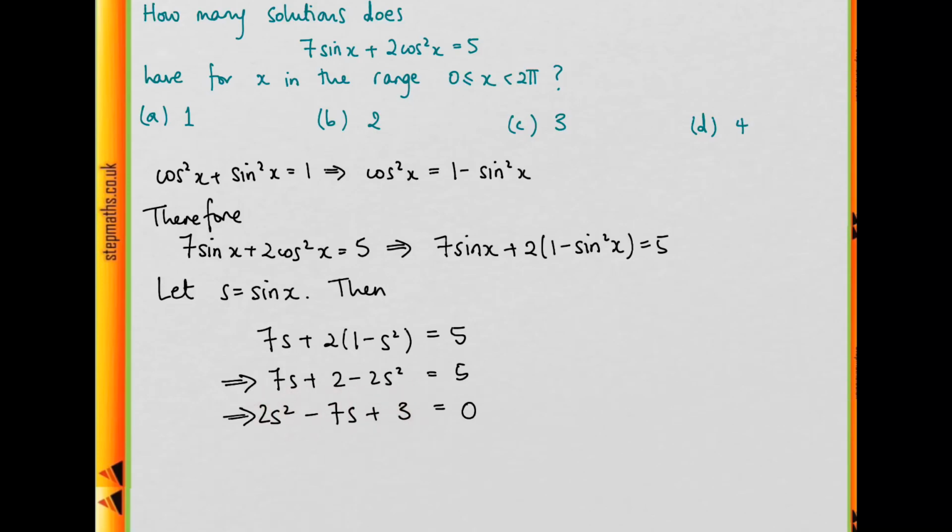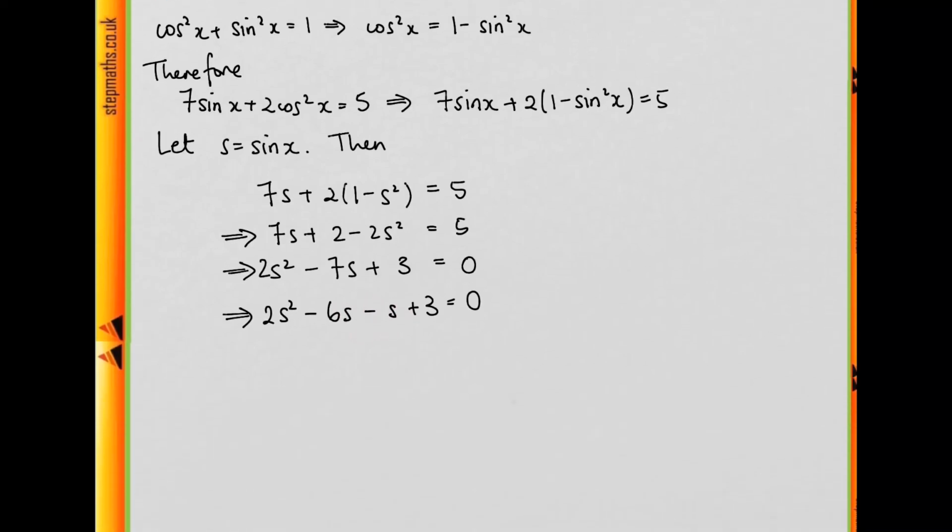So we're going to need two numbers which add together to make minus 7, and multiply together to make 2 times 3, which is 6. So we see that minus 6 and minus 1 will work. So I can rewrite this, splitting up this minus 7s into minus 6s minus 1s. And then we see that we can factorize 2s out of the first two terms, and minus 1 out of the second two terms. And now we can factorize s minus 3 out of both of these terms.